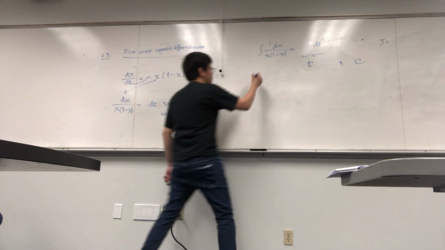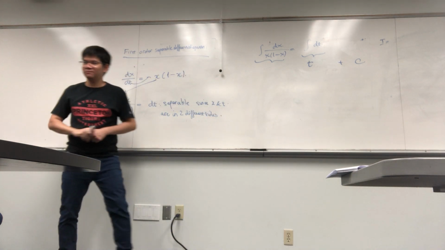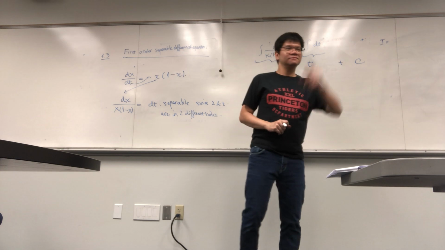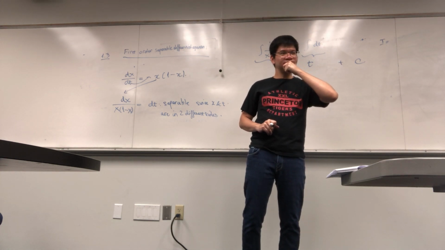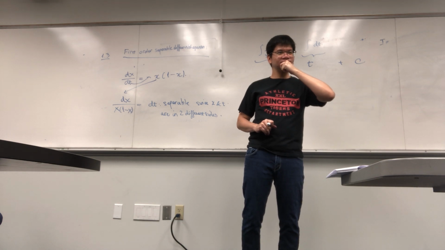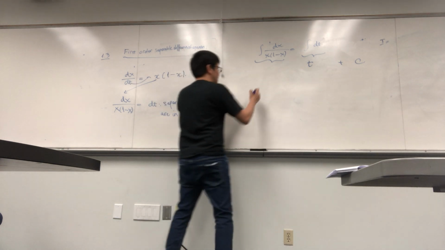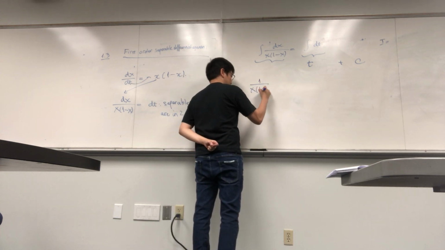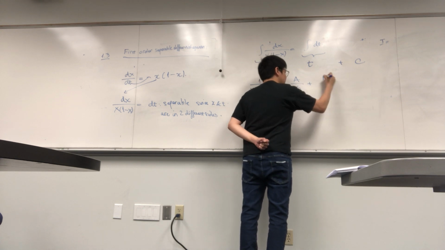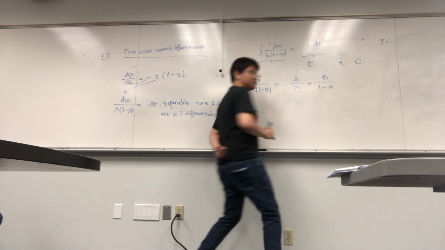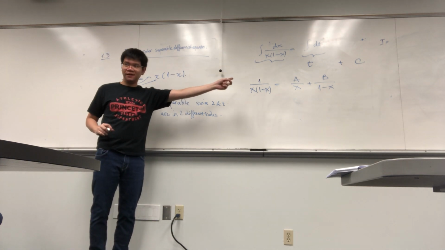So the difficulty will be this guy. How do I compute the antiderivative of 1 over x, 1 minus x? Can't you separate it to be the integral of dx over x plus the integral of dx over 1 minus x? So the idea will be, you're going to write this as a over x plus b over 1 minus x. So a, b will be the constants that we compute later.